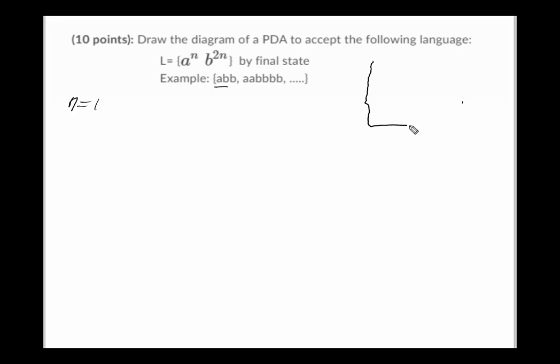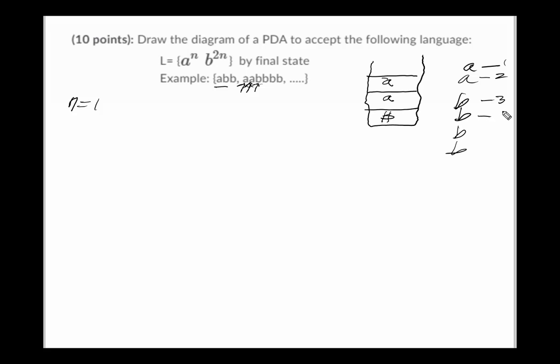First you put your marker, the dollar sign, on the stack. If you first input an A, you pop an empty string and push an A. If the second entry is an A, you push another A onto the stack. Now, when you start reading the input B, let's do it this way: A, A, B, B, B, B. This is the first entry, the second, and the third entry. On the third entry, you don't pop or push, so no operation whatsoever. On the fourth entry, you pop this A with an empty string.